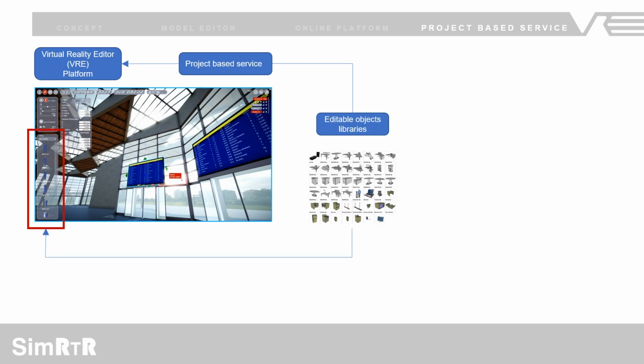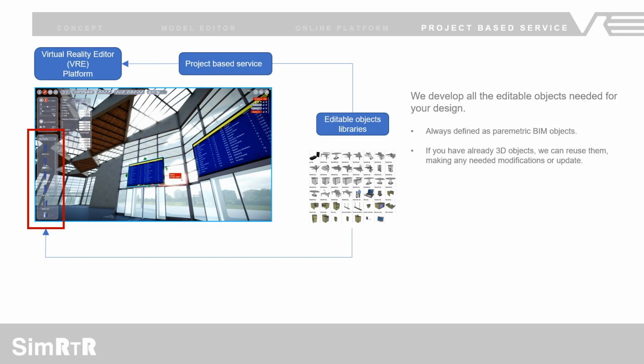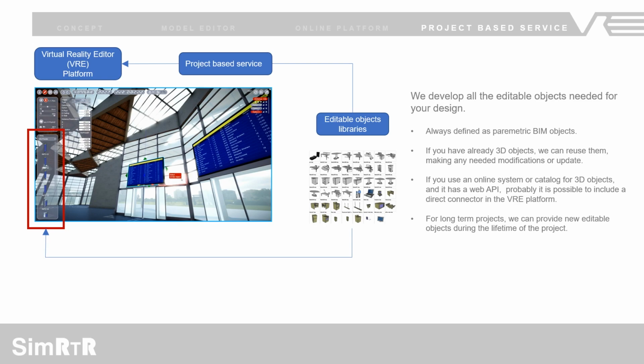And for the libraries, we develop all the editable objects needed for your design, always internally defined as parametric BIM objects. If you already have 3D objects, we can reuse them, making any needed modification or update. If you use an online system or catalog for 3D objects and it has a web API, it is probably possible to include a direct connector in the VR editor platform. For long-term projects, we can provide new editable objects during the lifetime of the project.